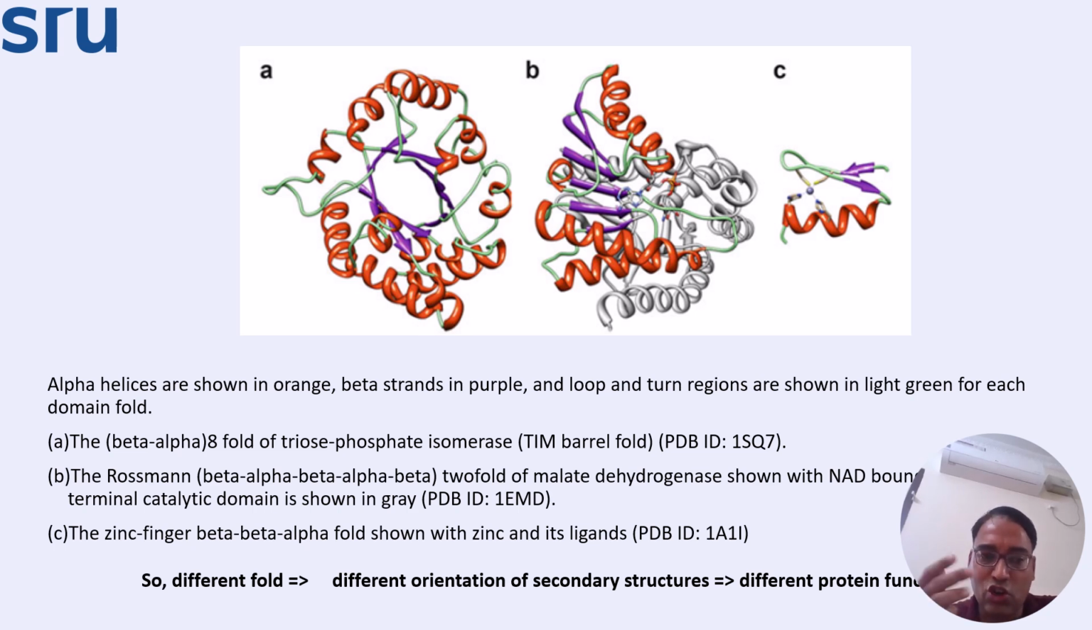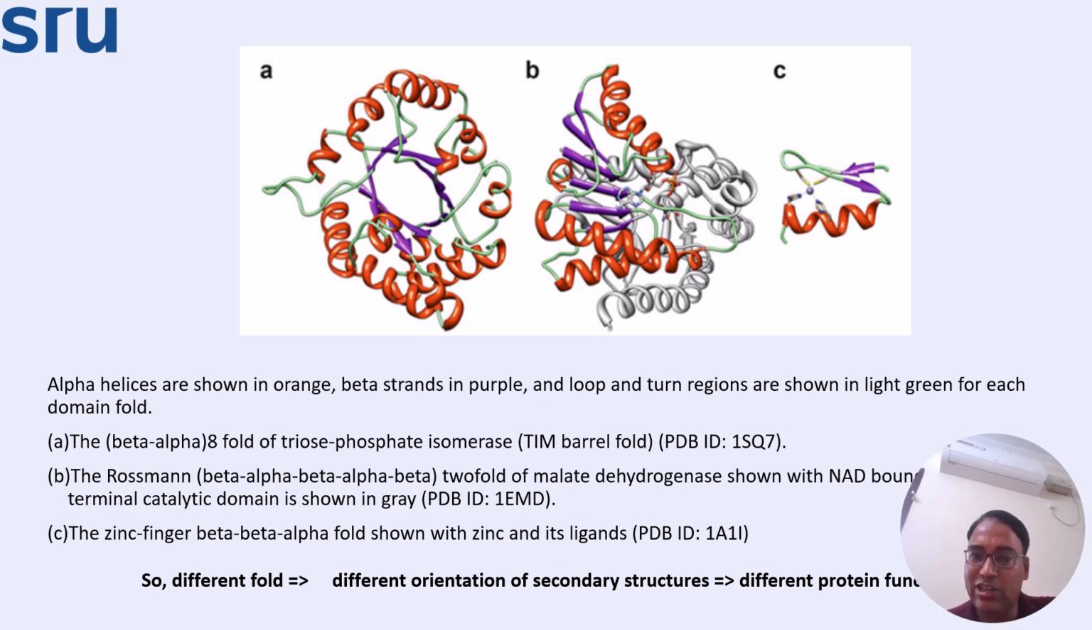And I'm using the Rossmann fold, beta alpha beta: beta followed by alpha followed by beta. This is the fold of malate dehydrogenase. Here parallel sheets are present inside, fully surrounded by helices outside. The helices are outside and the sheets are inside. That is the specific beauty of beta alpha beta.